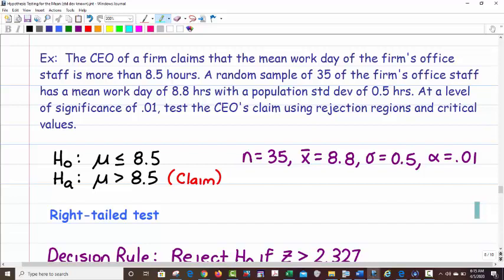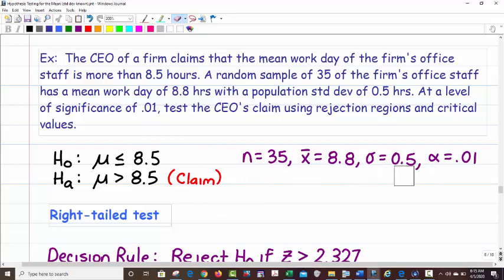All right, let's try an example here. A CEO of a firm claims the mean workday of the firm's office staff is more than 8.5 hours. All righty. Pretty straightforward. More than means greater than. Greater than would be the Ha. And it would pair up with the less than or equal to for the H0. And by definition, when they have a greater than for the Ha, that is a right-tail test. So that's our claim, the greater than. So if we're going to support that claim, we're going to have to reject the H0.